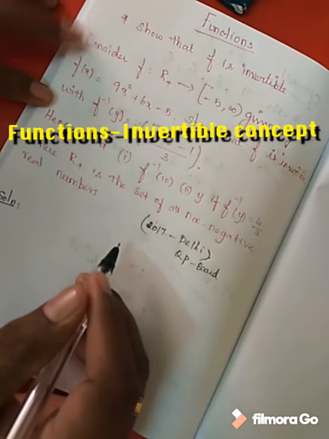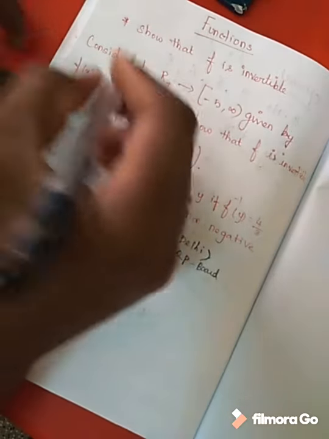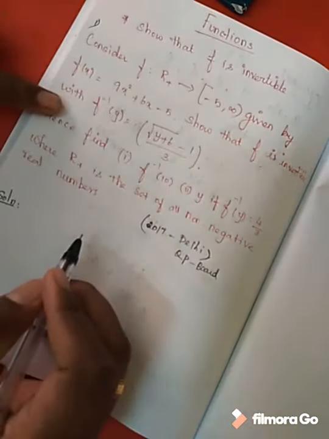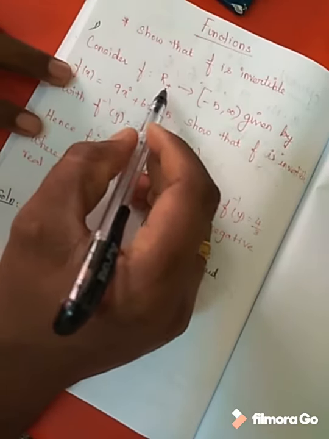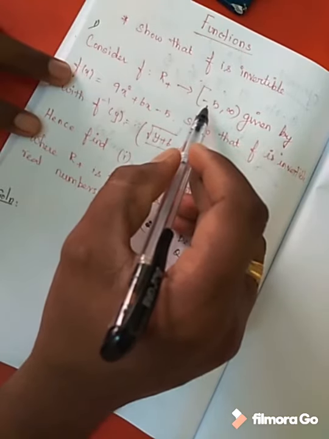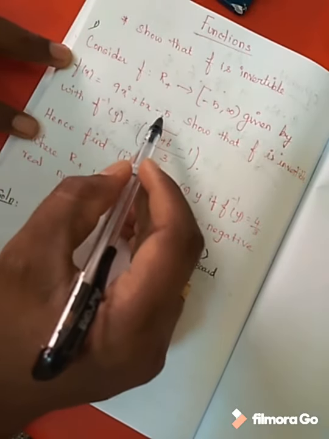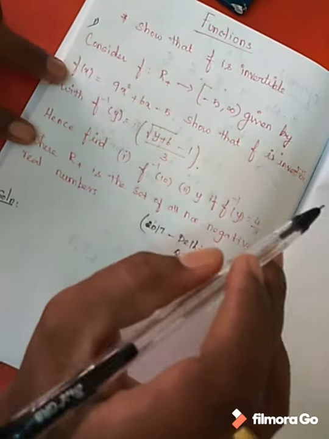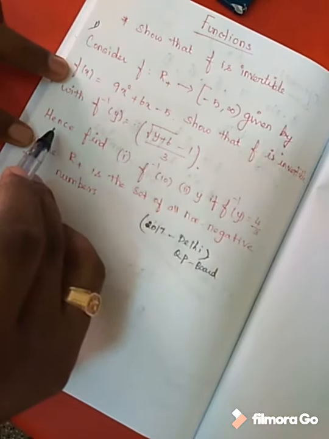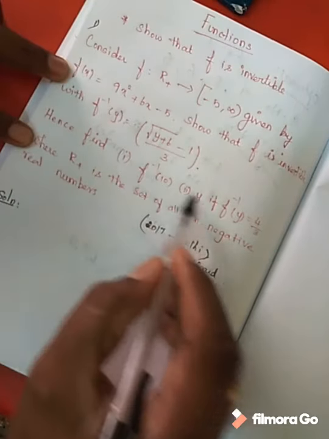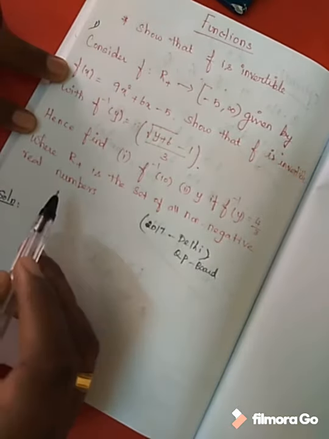Show that f is invertible. These types of questions. Question: consider f: R+ → [-5, ∞), where R+ is the set of all non-negative real numbers, given by f(x) = 9x² + 6x - 5. Show that f is invertible with f inverse of y = (√(y+6) - 1)/3. Also, hence find f inverse of 10 and y if f inverse of y is 4/3.